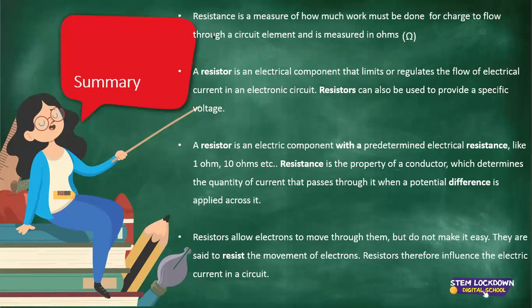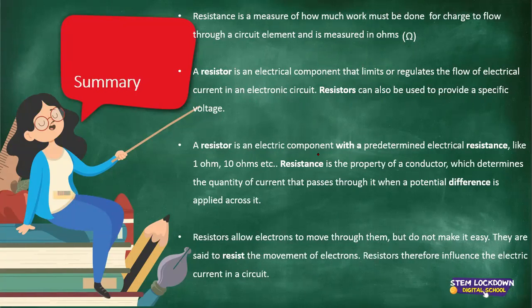So to summarize what we did today: resistance is a measure of how much work is done for a charge to flow through a circuit, and it is measured in ohms. A resistor is an electrical component that limits or regulates the flow of electrical current in an electronic circuit. And resistance can also be used to provide a specific voltage. So a resistor is an electrical component that limits or regulates the flow of electrical current, and it provides a specific voltage.